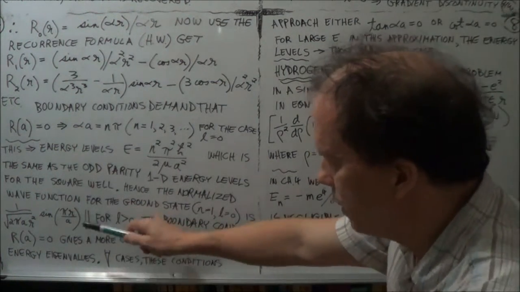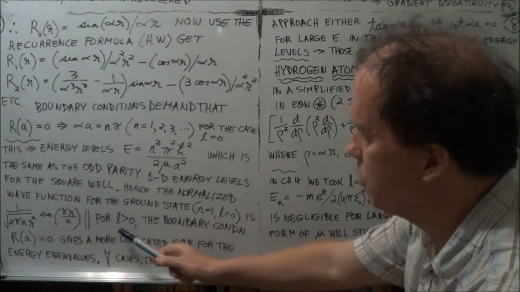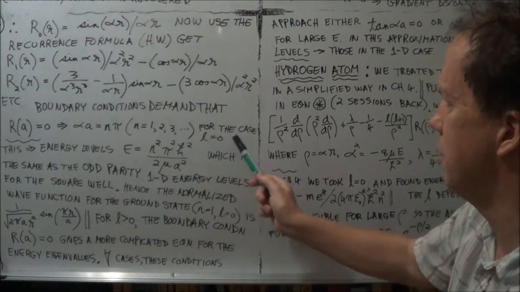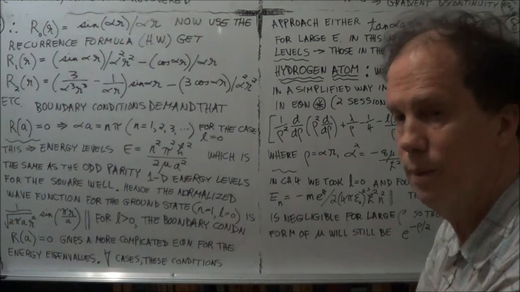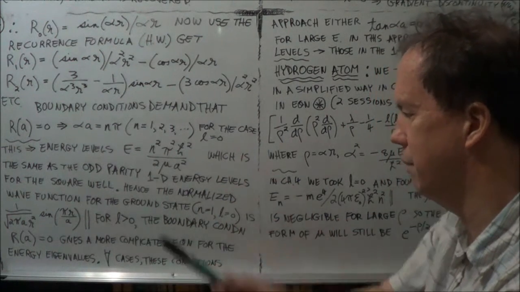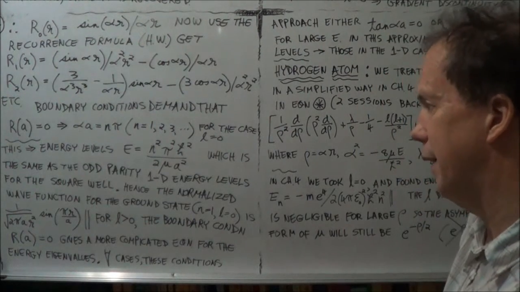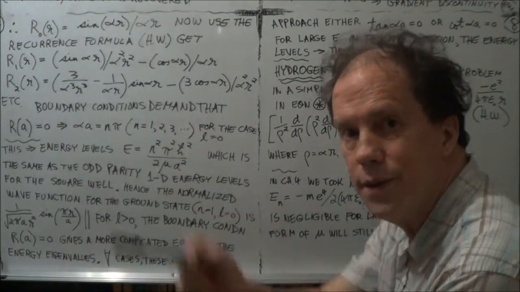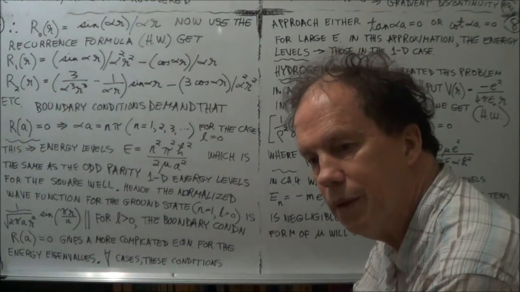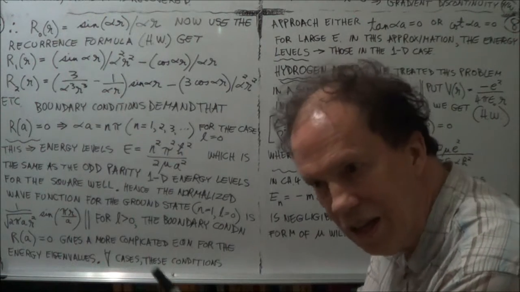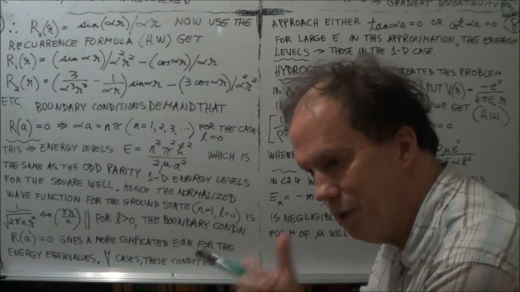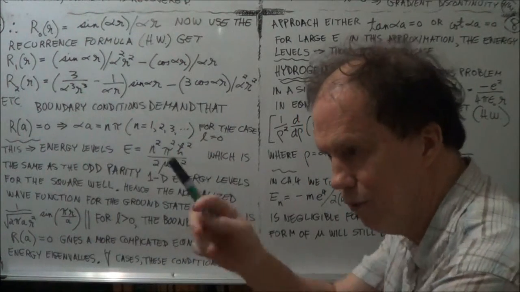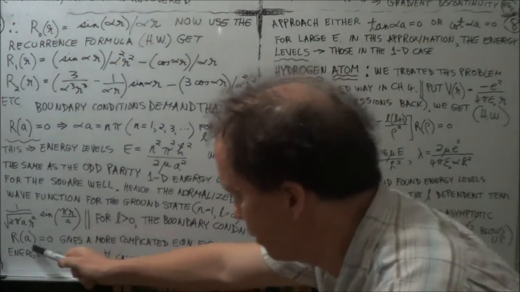Now, a new thought. For the more complicated case, when L is greater than 0, here we're assuming the simplest case when L is 0, but when L is greater than 0, this boundary condition has to be 0, because outside the sphere the potential is infinite. So you can't have any wave function there. The wave function has to be strictly 0. There's just no probability of finding the particle outside the sphere because of the infinite potential. So this is true for any L.